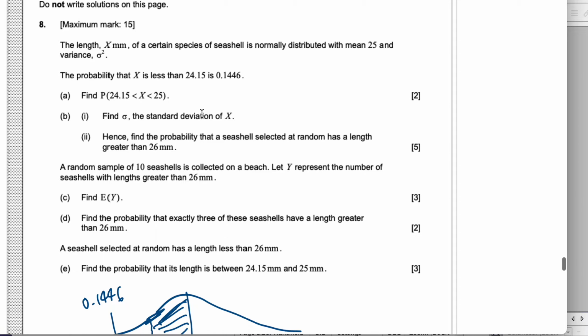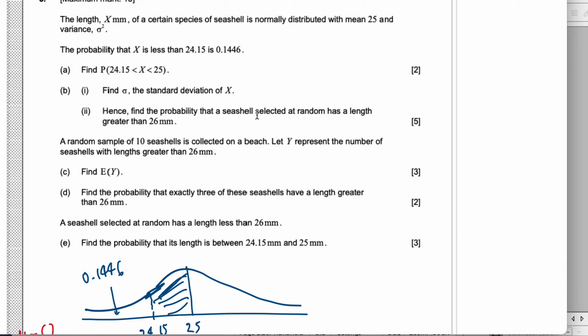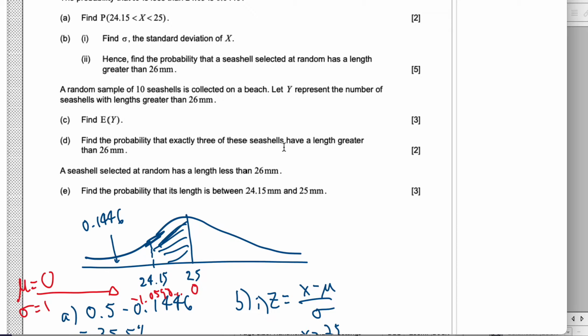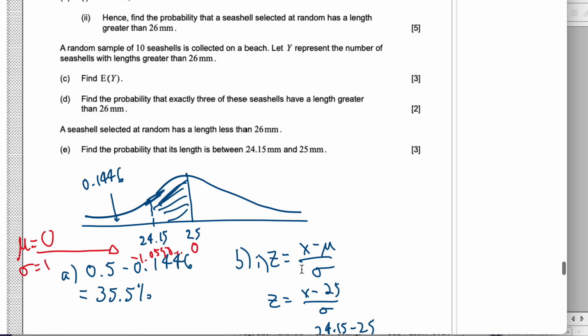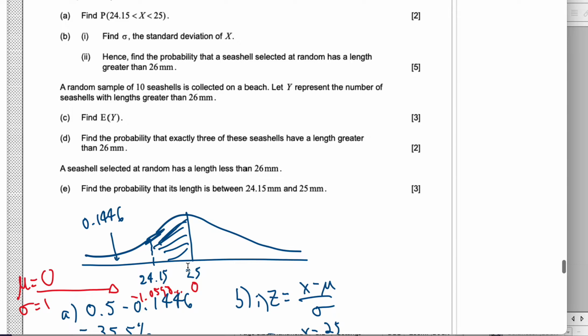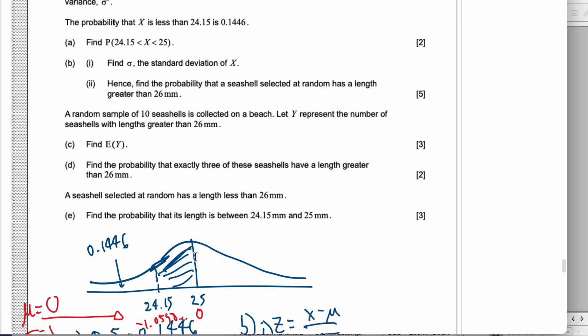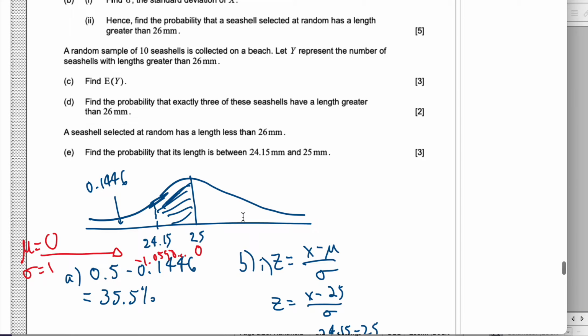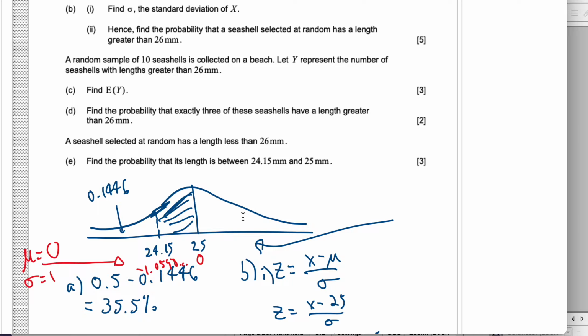Okay, the next one, part 2: hence find the probability that a seashell selected at random has a length greater than 26 millimeters. Now that we have the information for sigma, we can use that in our normal distribution, the normal values with the random variable X. Let me also write here that now we have mu is 25, and we've just found that sigma is equal to 0.802. So that's our new information.